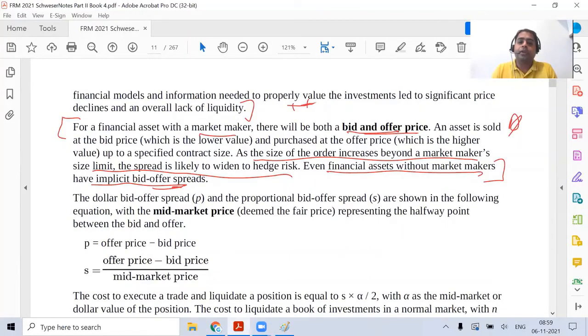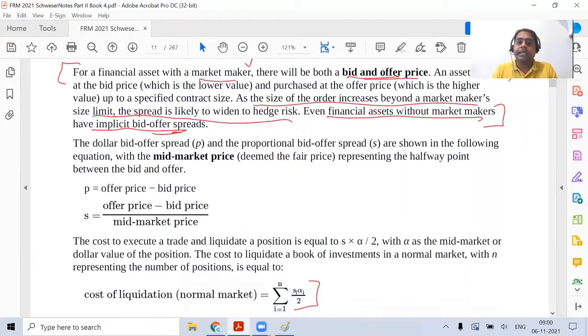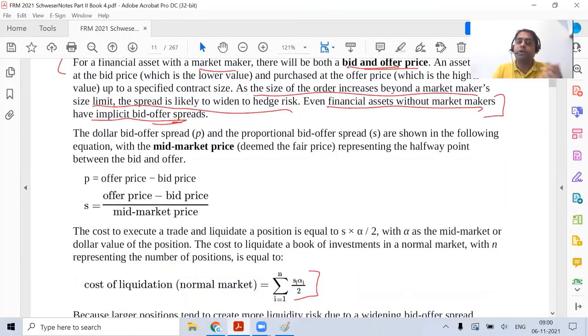All good. Let us go to the next section, and the formula over here is important. They want to identify the proportional bid offer spread. Please understand, this is not a normal bid offer spread. This is a proportional bid offer spread. Okay, now the normal bid offer spread is straight away your offer price minus your bid price, because the offer price is always going to be higher.